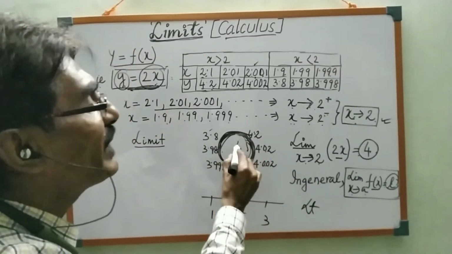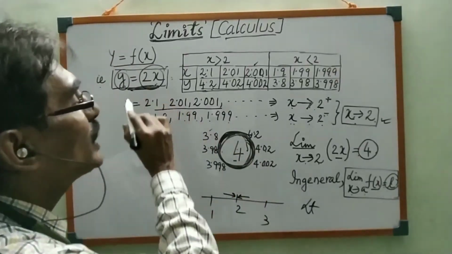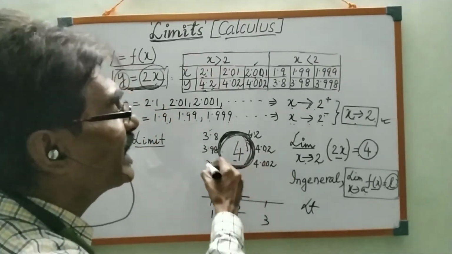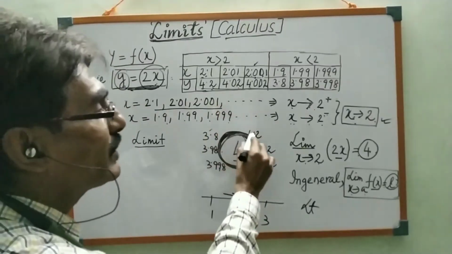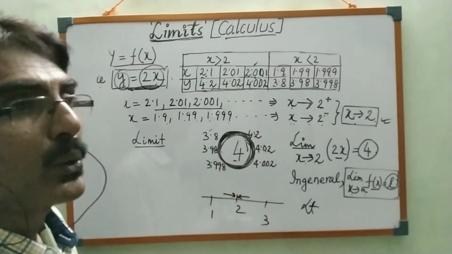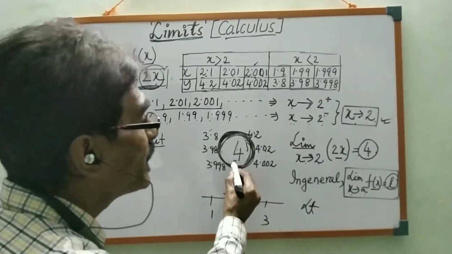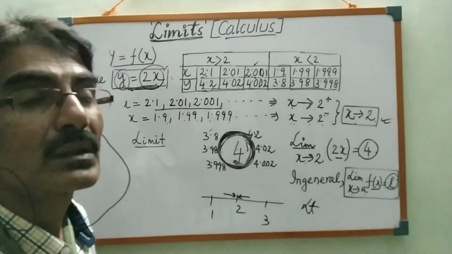This boundary value means nearest to what? The value for different values of x, the values the function is coming to. Who is the border? Who is the boundary? That one is the limit. So the limit is 4. I think it is clear.